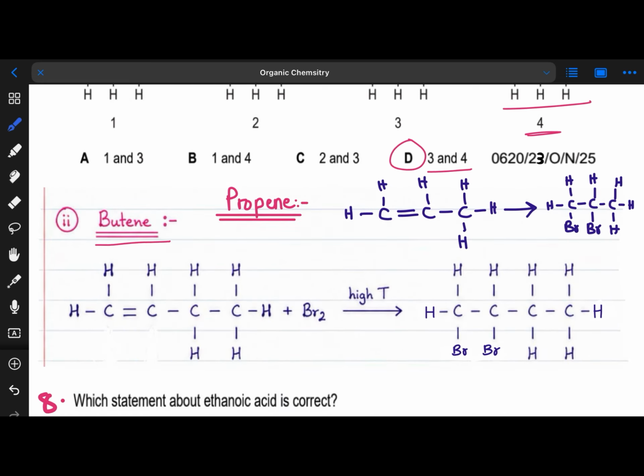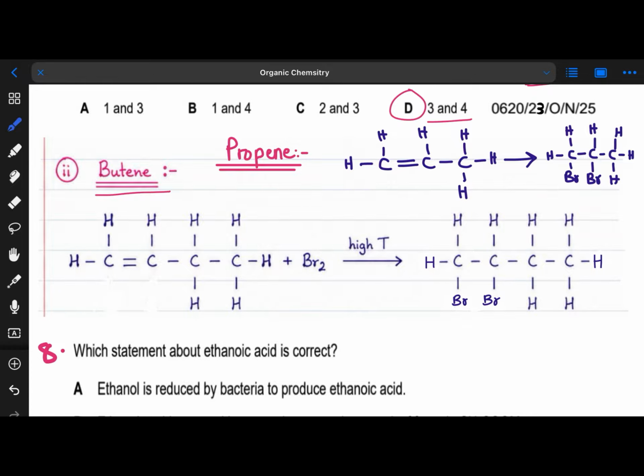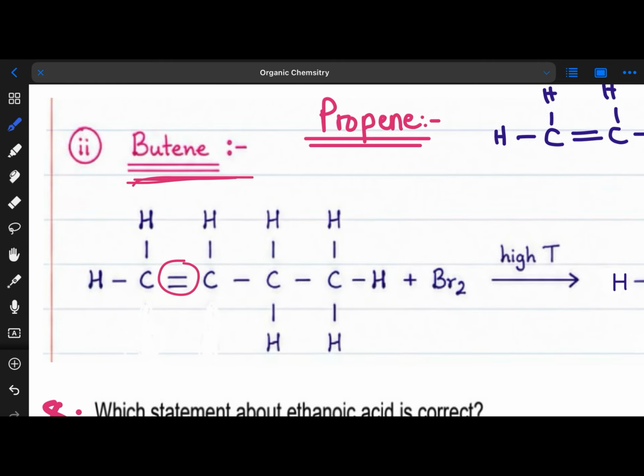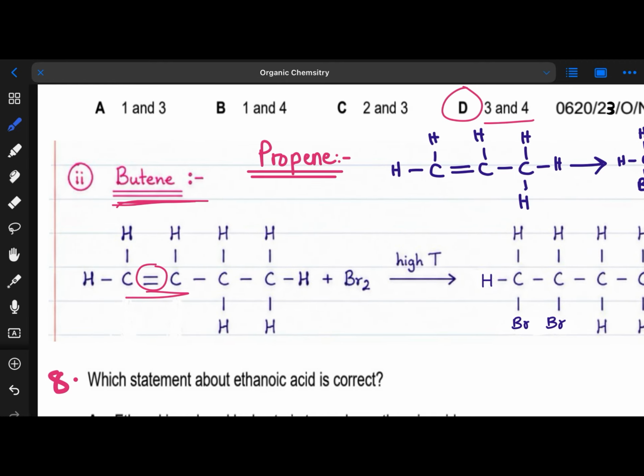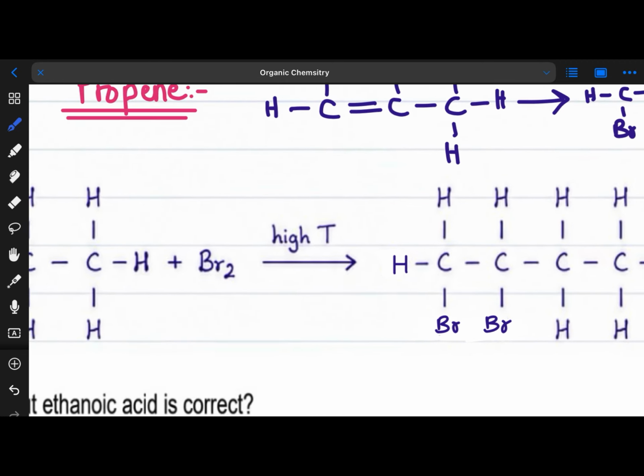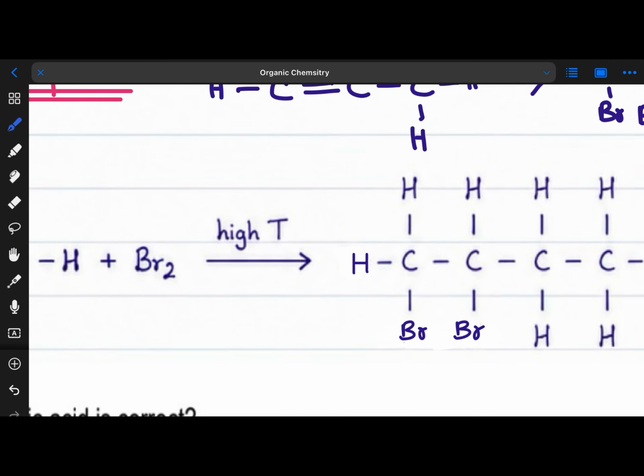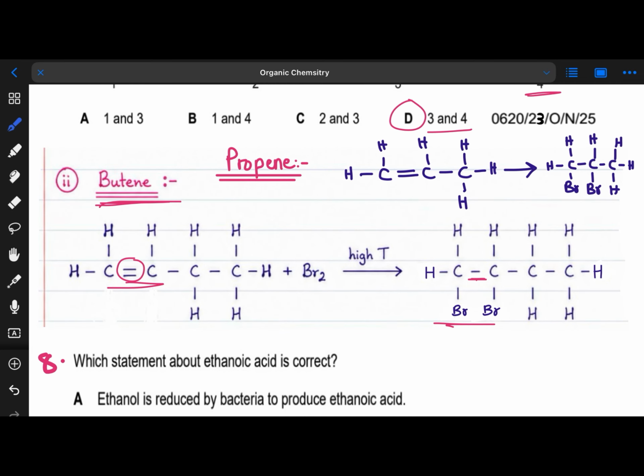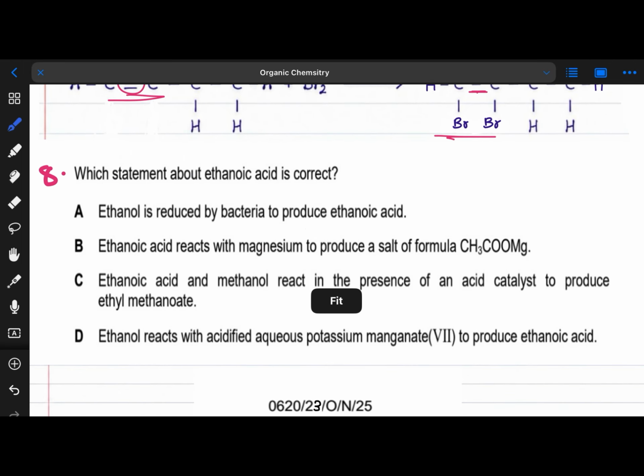Now, as another example, we have a structure of butene here. And you can see that the double bond is between these two carbon atoms. So when the double bond breaks, the bromine atoms come at this place, and they attach to the two carbon atoms that were originally joined together by a double bond. And this is how this product is formed, so you must remember this whenever you do something related to the addition reaction. Now let's move on to question number 8.